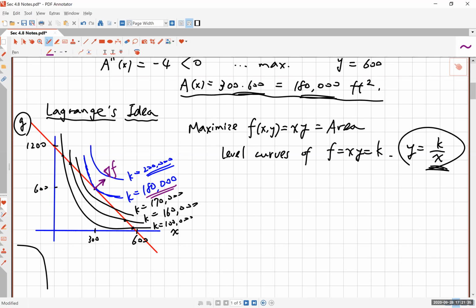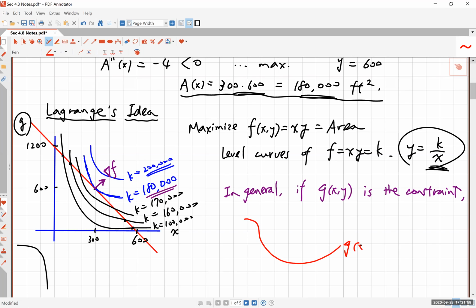Now, of course, G doesn't have to be a line. So in general, if G of X, Y is the constraint, the picture would be more like this. G may have something like this; this is the constraint. And then you have the level curve, and the level curve of the maximum value, because there's only one point of intersection, has to be tangent with G. You see what's going on here?